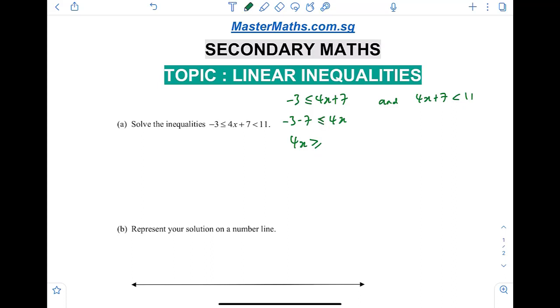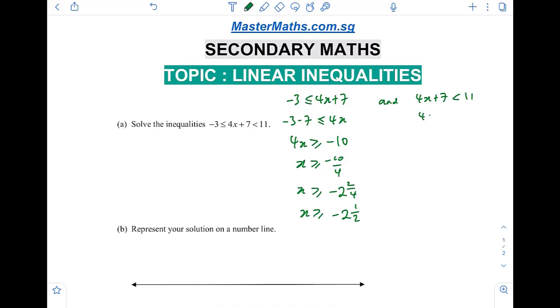Negative 3 minus 7 is negative 10. So 4x is more than or equal to negative 10, so x is more than or equal to negative 10 over 4. X is more than or equal to negative 2 and 2 quarters, so x is more than or equal to negative 2 and a half. Okay, so that's one side of the inequality.